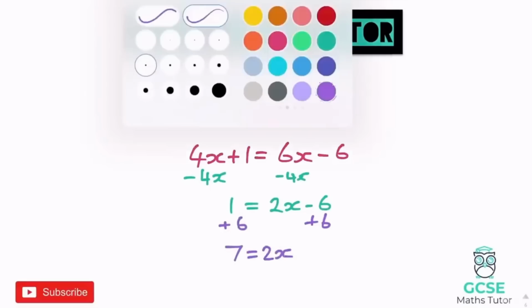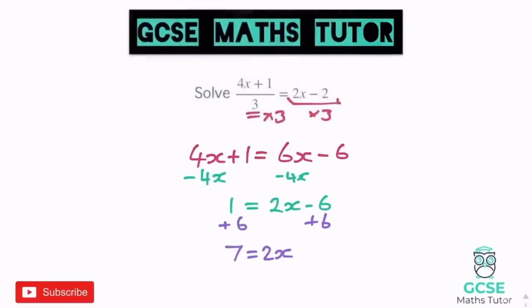And then we can finish that off just like normal. We can divide by 2. And that leaves us with x equals 7 over 2. Which you can write as 3.5 if you want, but that's fine to leave your answer as a fraction there. It doesn't ask us to write it as a mixed number or anything. So there we go, 7 over 2 is our final answer.